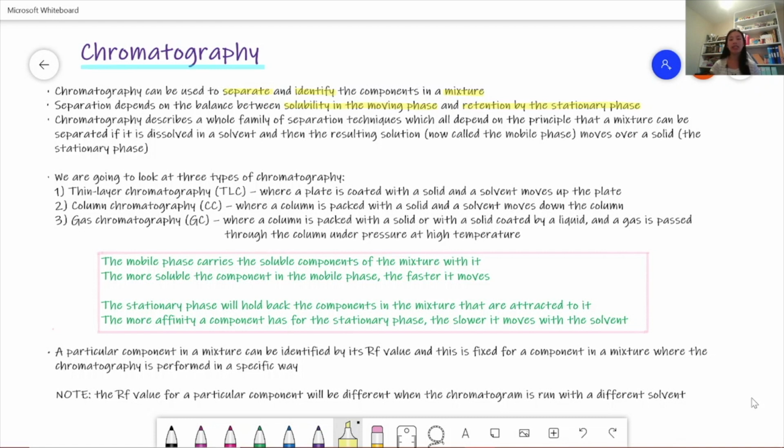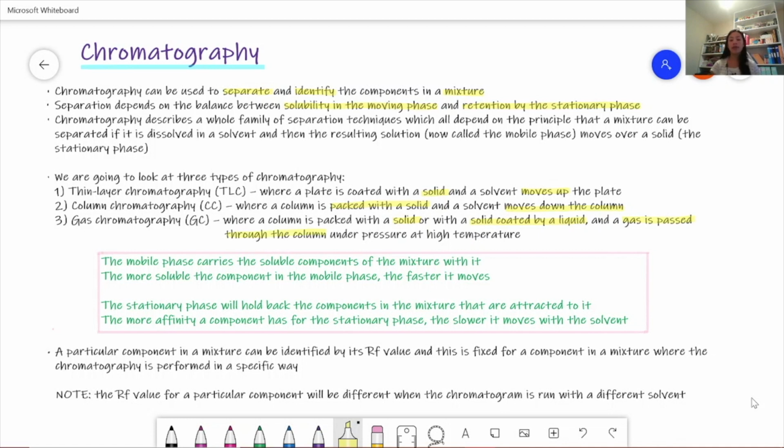So we're going to look at three types of chromatography. The first is thin layer chromatography, which you've already seen, but we're going to quickly review. This is where a plate is coated with a solid and the solvent moves up the plate. The second type is column chromatography, where a column is packed with a solid and a solvent moves down the column. The final type is gas chromatography, where a column is packed with a solid or with a solid coated by a liquid, and a gas is passed through the column under pressure at a high temperature.